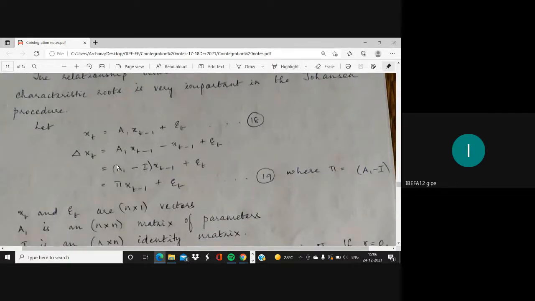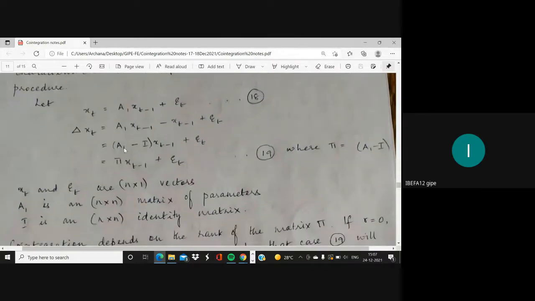Now if you manipulate equation 18, subtract xt minus 1 from both sides, then you'll get this equation here. Now in this equation, you can rewrite this so that you have xt minus 1 being common. So you create a new matrix A1 minus I, where I is an identity matrix with the same dimensions as A1. You denote it by pi, where pi is A1 minus I. So this is the form of our VAR model now.